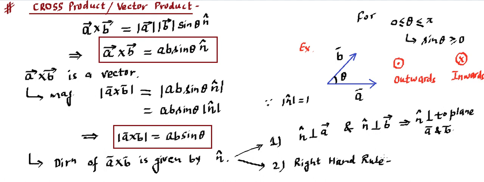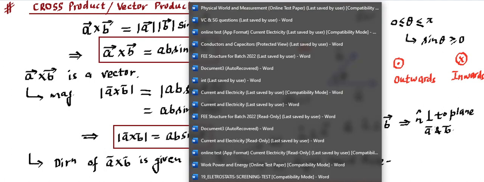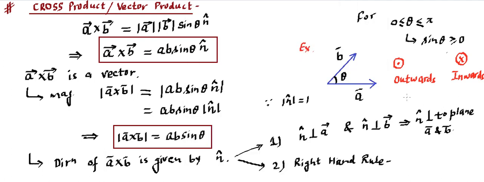we need to keep the palm of the right hand stretched, and once we have kept this right hand palm stretched, then the direction of the fingers is going to be considered as the direction of the first vector. So here we are doing the cross product of vector A and vector B. For us, vector A is the first vector and B is the second vector.